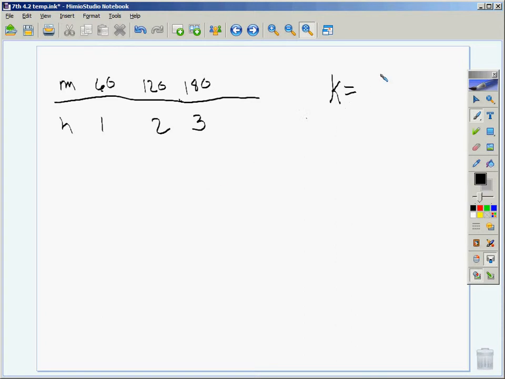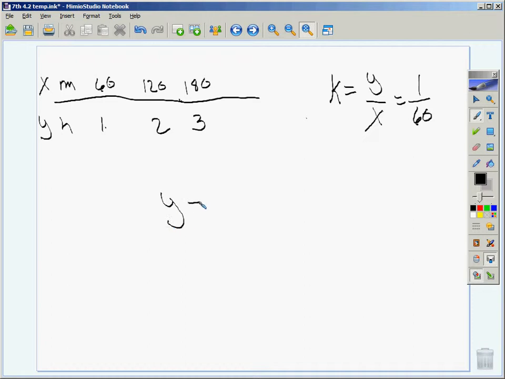K is always found by doing Y over X. X is always listed first in a table. Y is always listed second. They're in alphabetical order. Does that make sense to everybody? Just like when you're listing ordered pairs, X will be first, Y will be second. Y over X would be 1 over 60. That's what K is equal to.